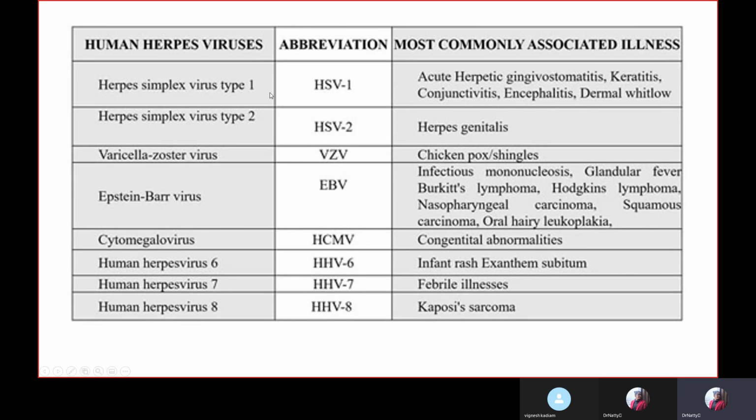And HSV1 is important, HSV2 is important, then varicella zoster virus is important. So here for us from MCQ point of view, HSV1 and HSV2. Always remember, HSV1 is above the hip and HSV2 is below the hip. So all the genital lesions will occur because of HSV2 infection, whereas all the oral related lesions occur in HSV1 infection. So acute herpetic gingivostomatitis is a very common viral infection, a herpes simplex virus infection caused by HSV1.